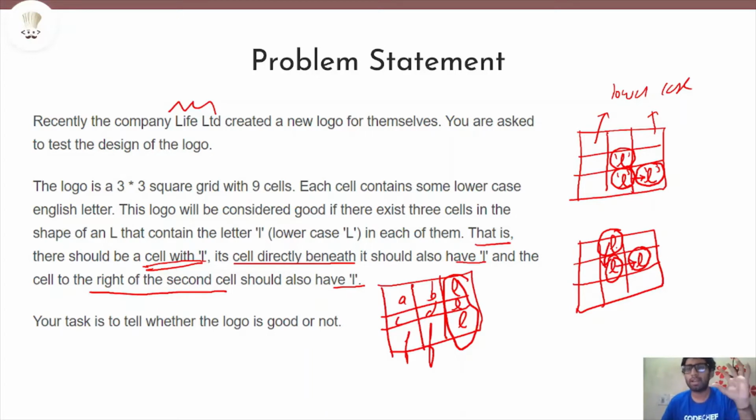So as long as we can find at least one L pattern, we are good. We can have many L patterns also, as we'll see in the sample cases, but the sufficient condition is finding one pattern like this. Then the logo is good. However, if you find no such pattern like this, the pattern is not good. Or you can say the pattern is bad or no is the output. In this case, again, the pattern is there. So this is also a good logo.